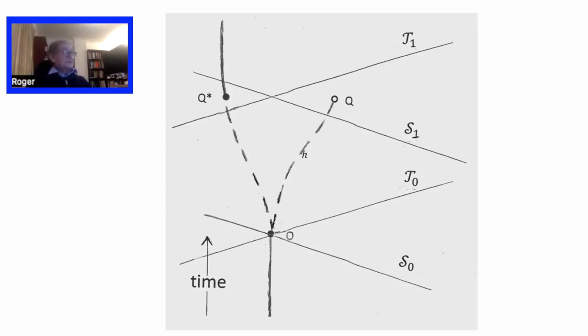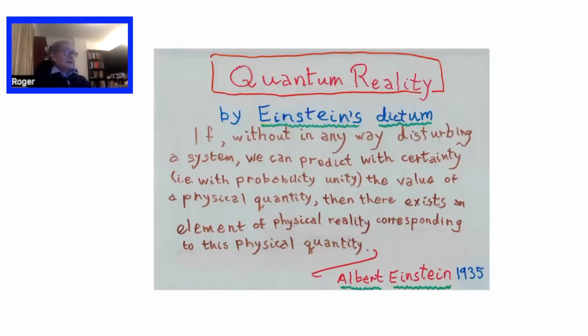And we say it goes back to the point O. Well, this is a point of view, and I want to distinguish between two possible points of view. And this is what I really want to talk about here, what I'm calling quantum reality. Now, quantum reality depends on what I'm calling Einstein's dictum.